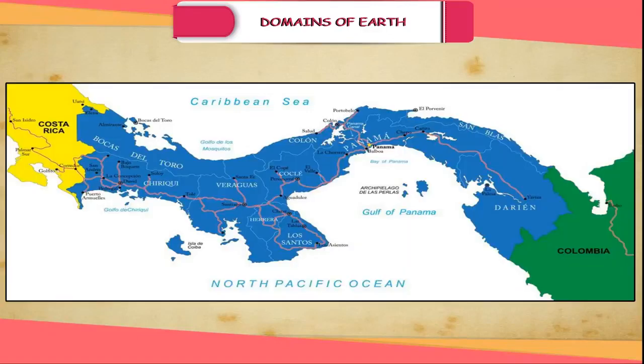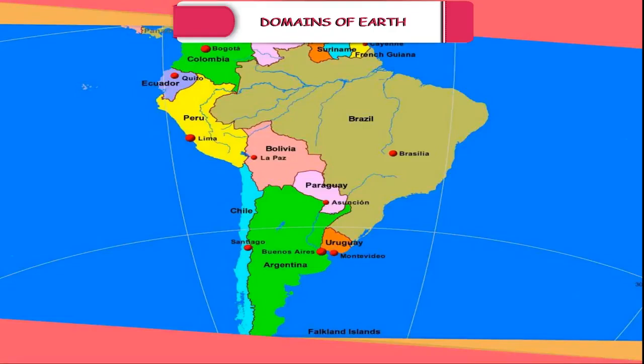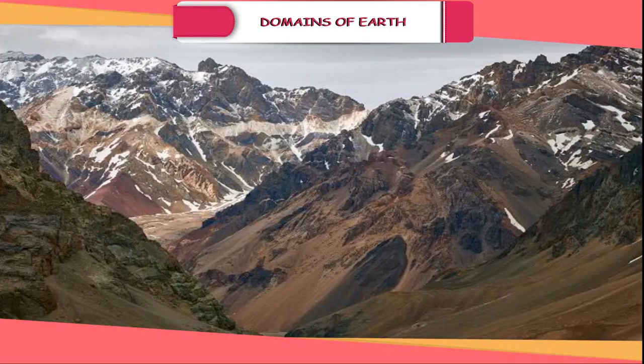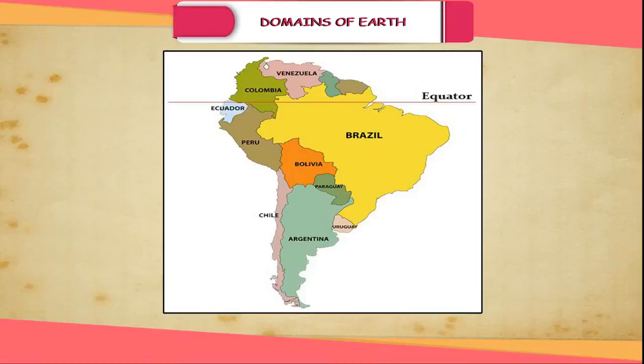South America. South America lies mostly in the southern hemisphere. The Andes Mountains in South America constitute the longest mountain system in the world. These mountains cover the entire western edge of the continent. The equator passes through its northernmost part.